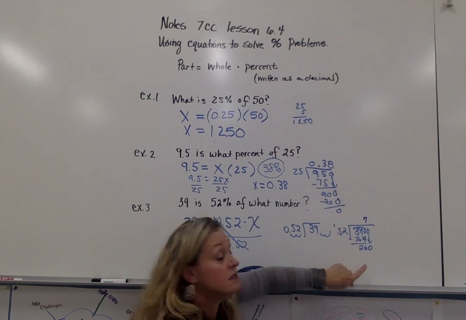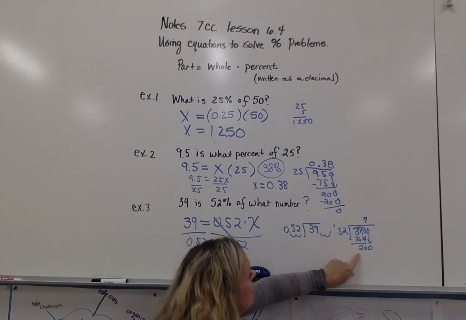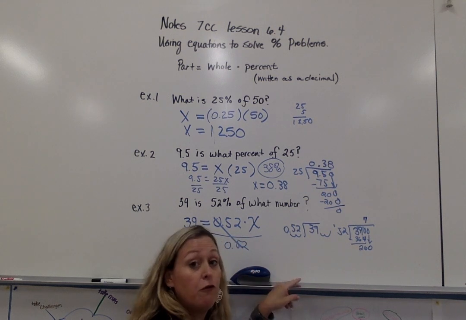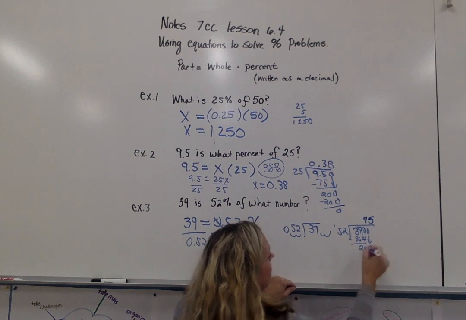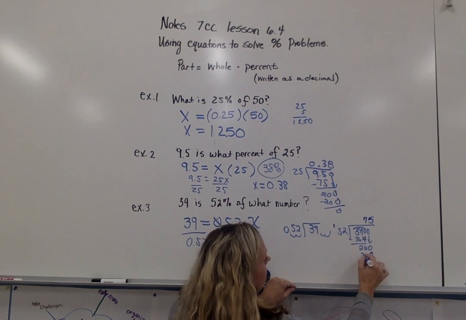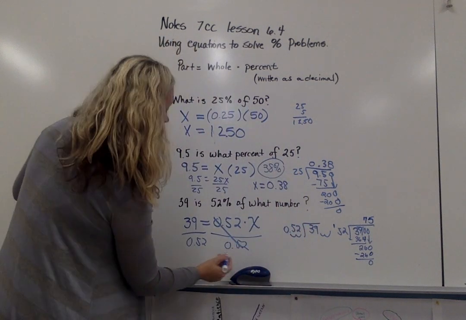I know it's going to be less than 7 because I'm left with 260. And so I'm going to guess about 5 because that's about 250 with my 1. Right? So x ends up equaling 75.